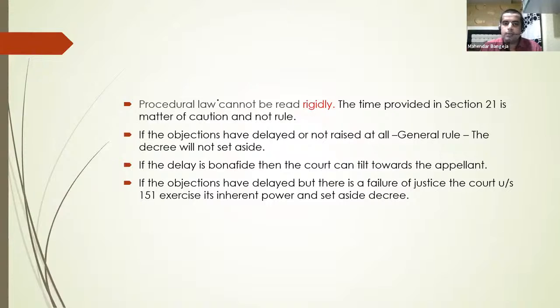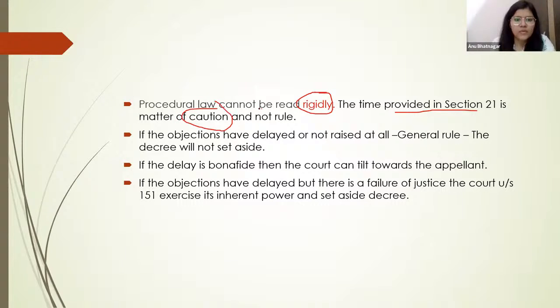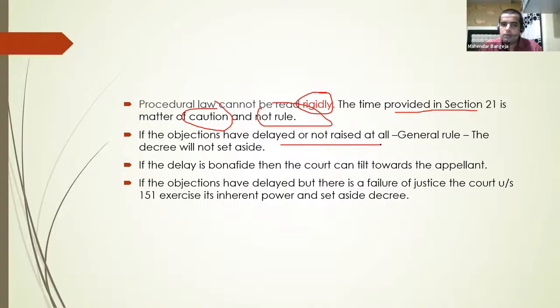Yes, it will be considered because you cannot read procedural law rigidly. And the time provided in section 21 is a caution. It is not a rule. Okay? If the objections have been delayed and not raised at all, the general rule is the court will not set aside the decree. But if the delay is bona fide, if any person who is delaying can explain the delay, then the court will tilt towards the appellant.